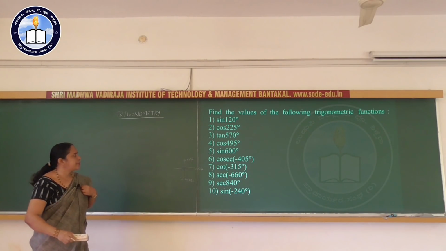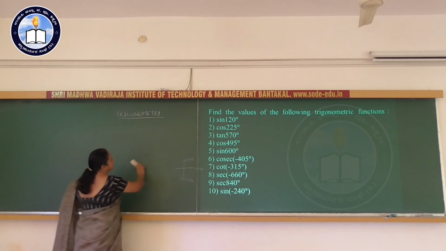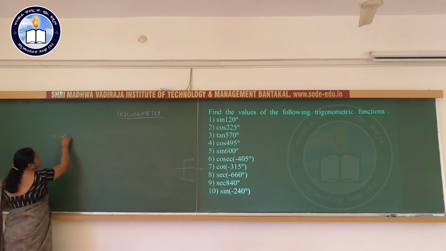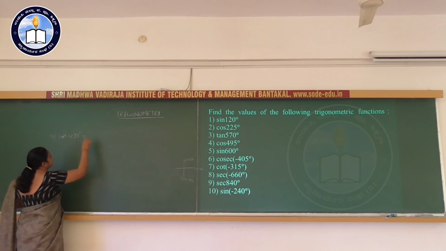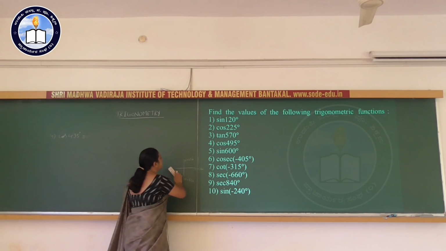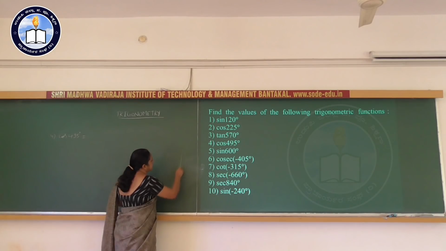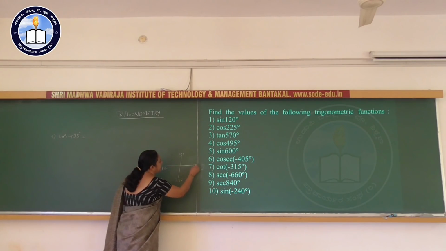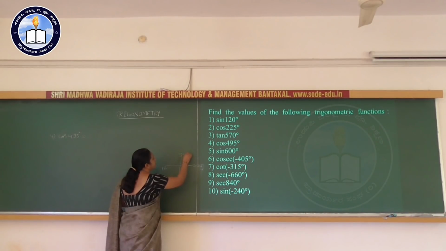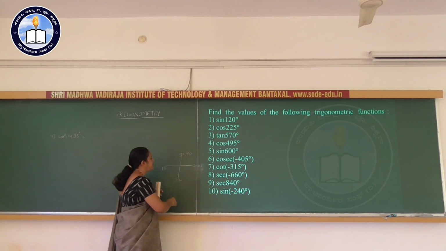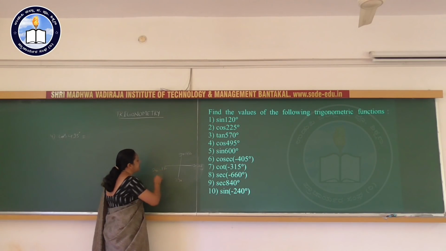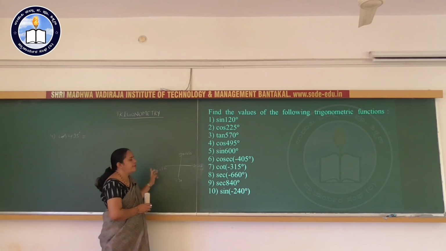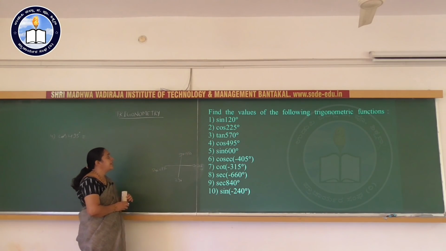Now consider the next problem: cos 495 degrees. That is 495 degrees. 0, 90, 180, 270, same as 360, 90 same as 450, 180 is same as 540. So 495 is in between 450 and 540.